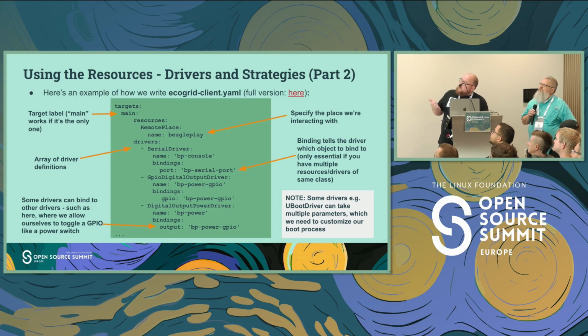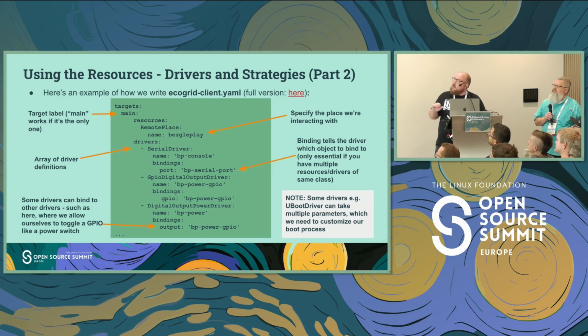This is an example of what that looks like. This is a simple one. This is just showing me binding some drivers, a serial driver, a GPIO digital output driver, and a digital output power driver to resources. The digital output power driver is actually binding to the GPIO digital output driver so that I can use a more convenient interface to say, we'll see later, Labgrid client power cycle instead of IO high, IO low, because we don't want to really care about the fact that it's a GPIO.